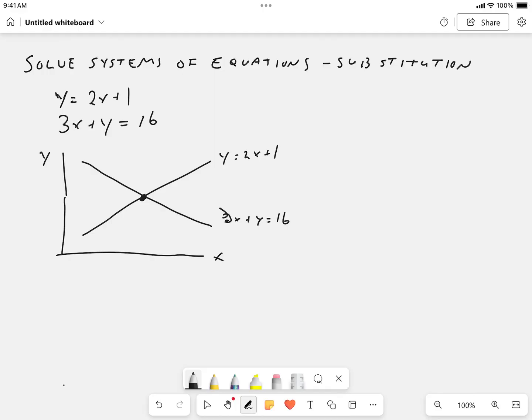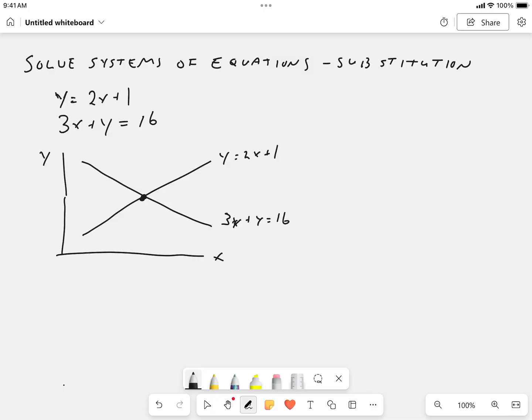And this is supposed to be a 3 there. That's really ugly. Let's just try to fix that. That is a 3x. Now I've messed up the x. Okay, 3x. So again, what we're trying to do is find the point where these two intersect.